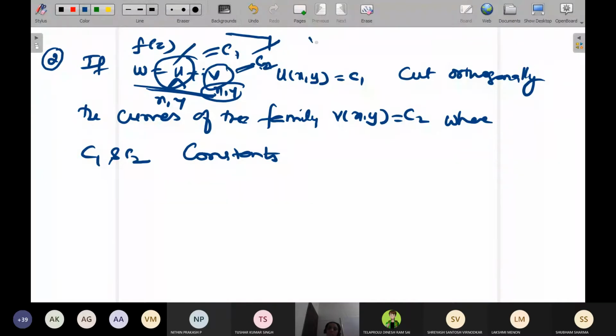What do you mean by orthogonally, ma'am? The slopes of the curves will be perpendicular to each other. Yeah, m1 into m2 will be equal to minus 1. The slopes of the curves will be perpendicular to each other. So that we are going to show. Okay, so write down, we will do the proof.